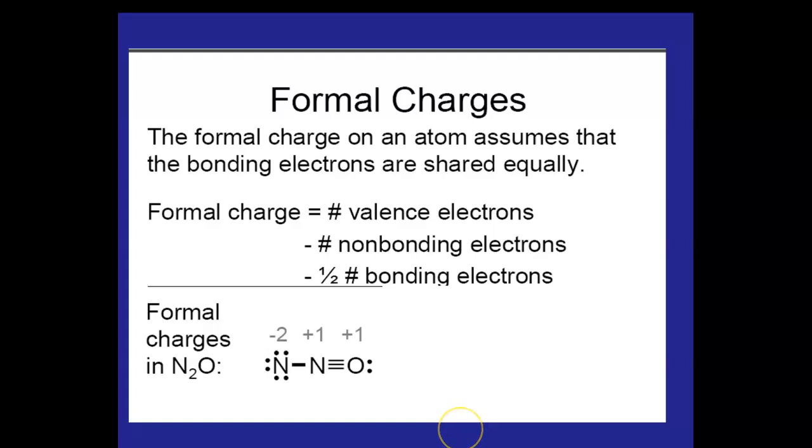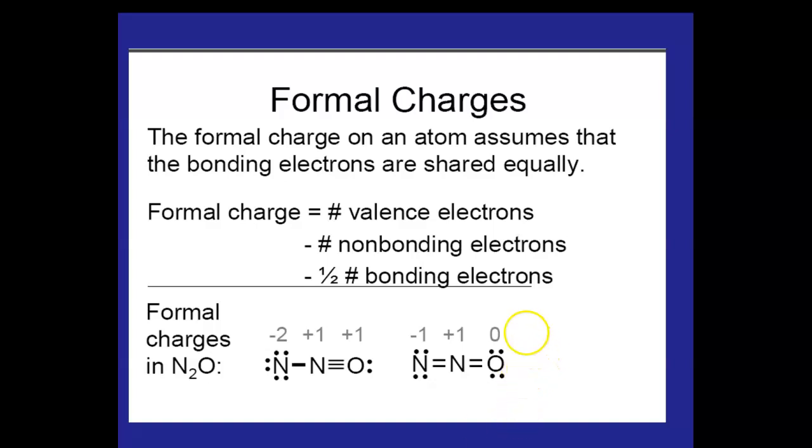Now, what's wrong with that? Well, nothing's wrong with that, but we know that oxygen is far more electronegative than nitrogen is. So it's more likely to have the electrons in its area than the nitrogen is. So maybe that's not quite the best structure. Let's look at another one.